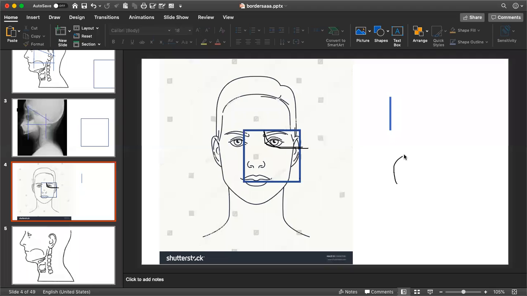So suppose this is the cross section of the face. These are your eyeballs. Pardon me for the bad drawing, I'm using a mouse. These are the lenses of your eyes, right?